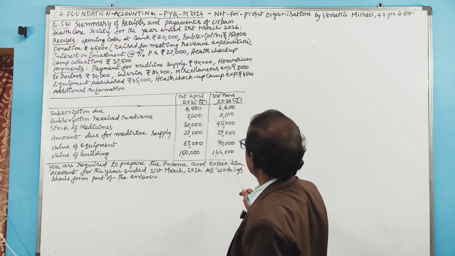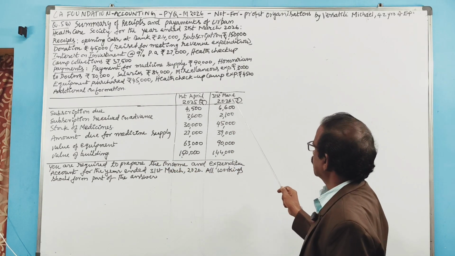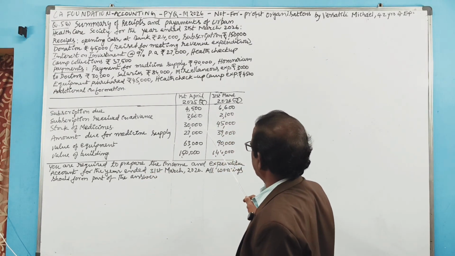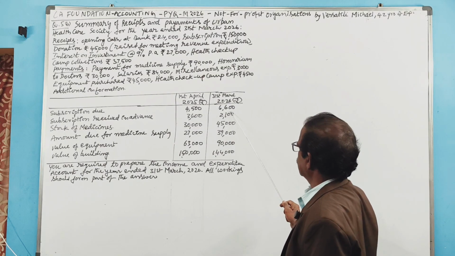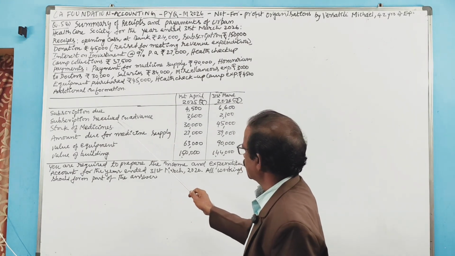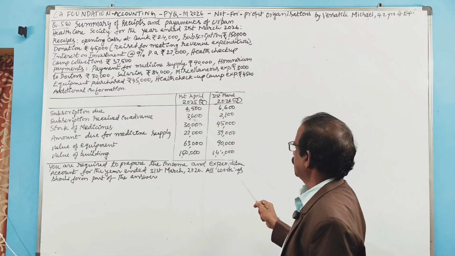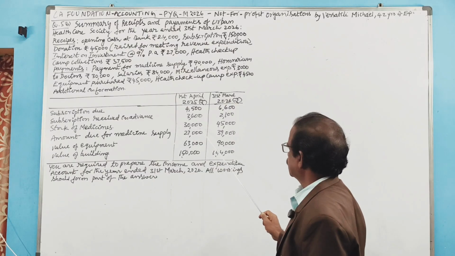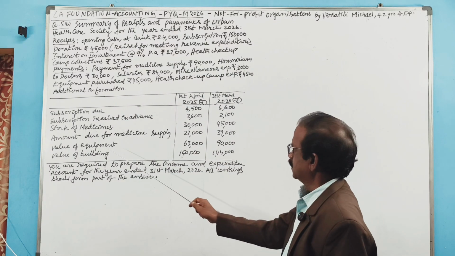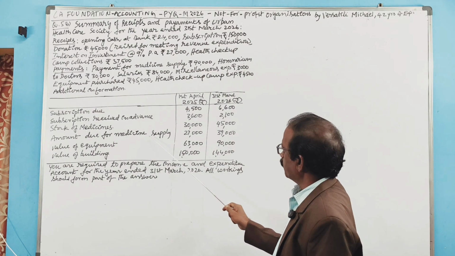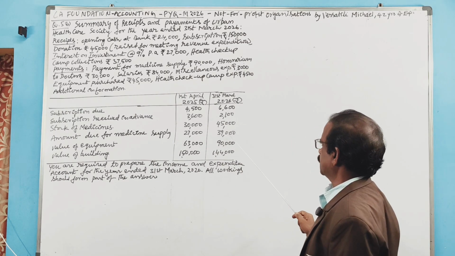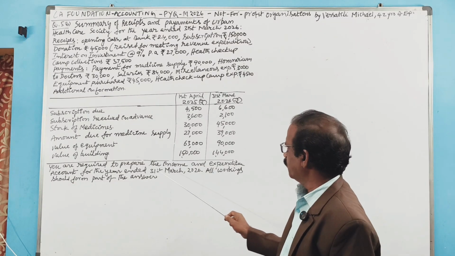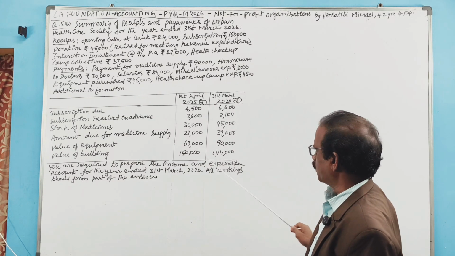Additional information, 1st April 2025 and 31st March 2026. Subscription due in the beginning 4,500, at the end 6,600. Subscription received in advance in the beginning 3,600, at the end 2,100. Stock of medicines 30,000, 45,000. Amount due for medicine supply 27,000, 39,000. Value of equipment 63,000, 90,000. Value of building 1,50,000, 1,44,000.